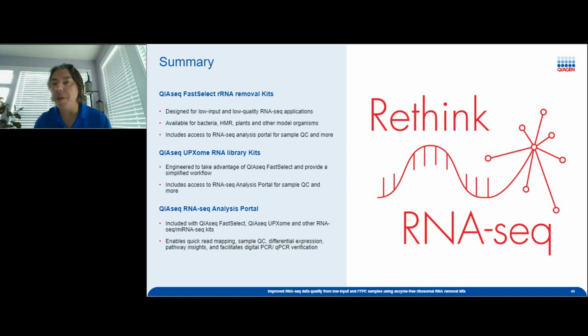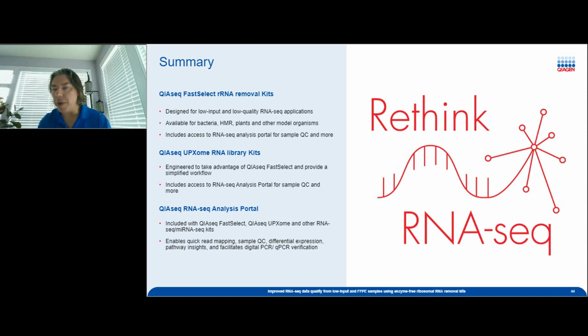These kits are a little bit different than a lot of the kits on the market. They use the template switch method, and we've put a lot of features in here for sample security, cDNA pooling, and other things that allow us to work more agile with some of the types of samples that you see here. I talked a little bit about the RNA-Seq analysis portal that we can use for sample QC, for looking at differential expression. This comes standard with any FastSelect purchase and also is standard with the RNA library kits. This is a way for you to go through and make sure FastSelect is working in your sample.